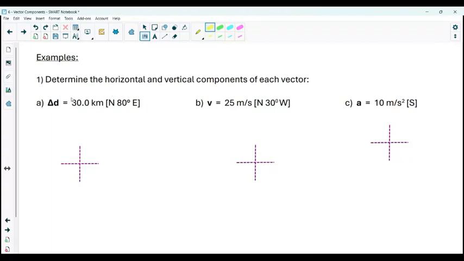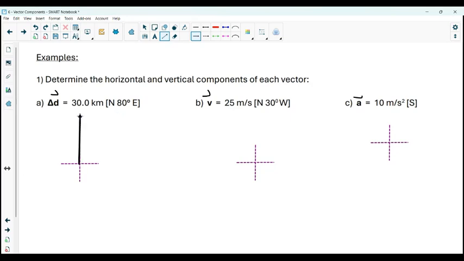My first one I notice, and these should probably all have vector hats on them if we're going to be picky. I don't mind if you leave them off at this point because it's a little bit extra work we probably don't need to be doing. But we're going to try and draw our vectors. So our first one is a displacement vector. I noticed it says 30 kilometers north, 80 degrees east. So let's get our vector out and let's draw it. So I'm going to go north 80 degrees east.